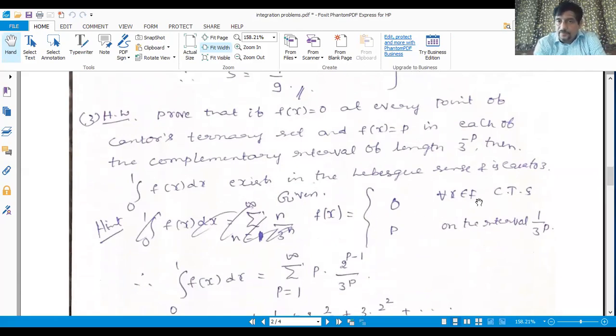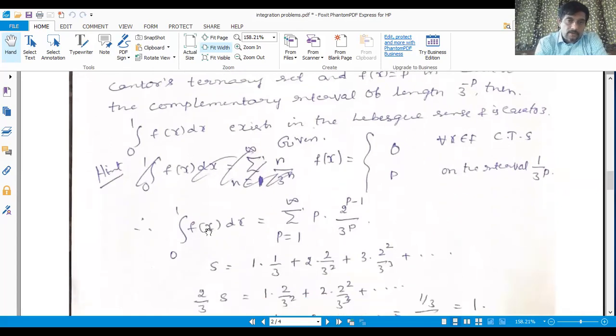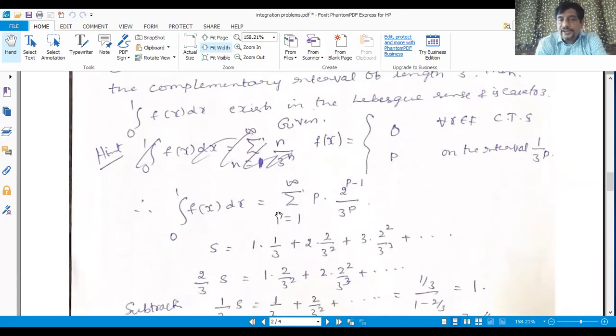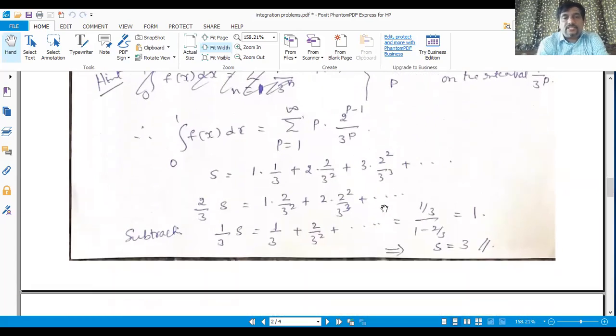Here it is given 0 for all x belonging to E, the Cantor ternary set, and p on the interval of length 1 by 3 power p. Here the integral from 0 to 1 of f of x dx is equal to the summation, p running from 1 to infinity, of p times 2 power p minus 1 divided by 3 power p. If you rearrange this and simplify, which is the hint I gave, you get the solution 3.